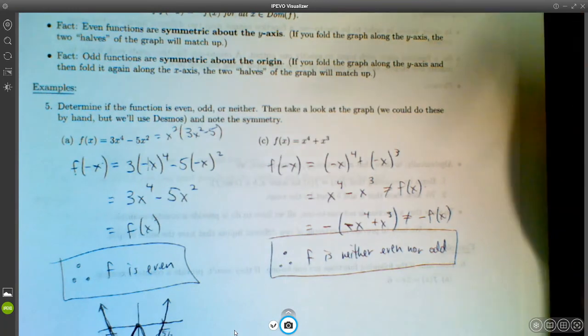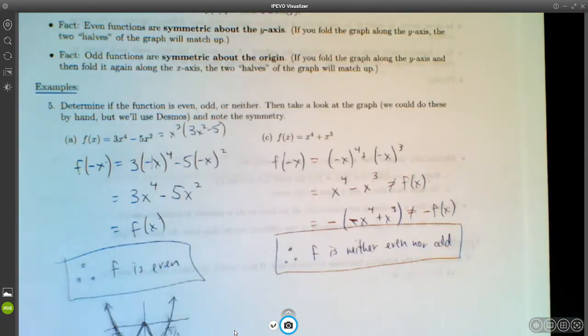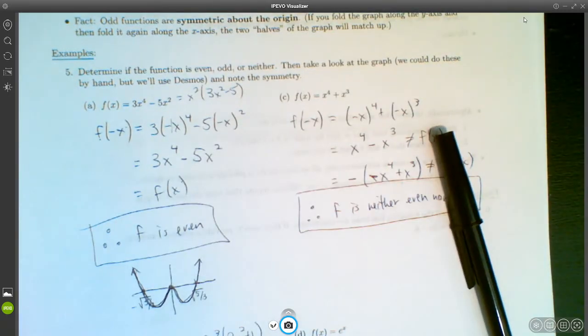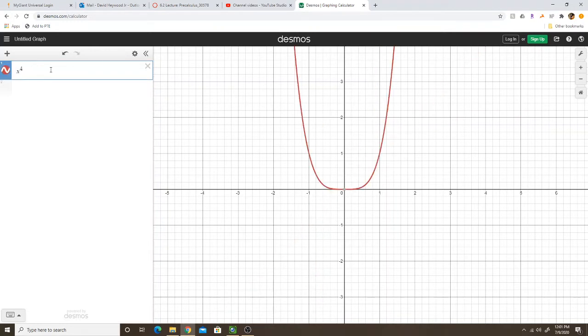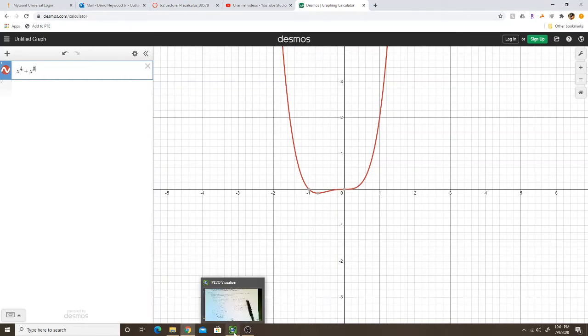Okay. I'm not going to look at the graph, but the graph is not going to have any symmetry. Maybe I will, just to show you that there's no symmetry here. We've got x to the fourth plus x cubed. Yeah, so no symmetry, right? Definitely the left-hand side is not going to match up with the right-hand side. And anyway, so no symmetry.